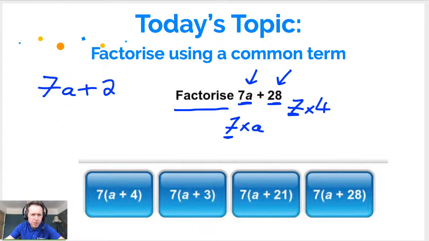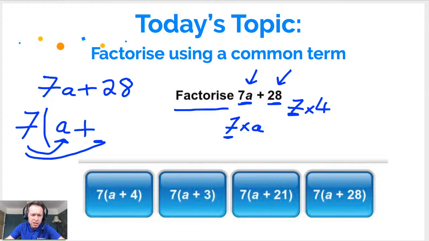28. So I write down the 7, the common factor. Then I need to think about what would I need to times by if you expanded it to make 7a? Well, that would be a. And what would you need to times 7 by if you expanded it to make 28? And that's 4. So I've now factorised it.